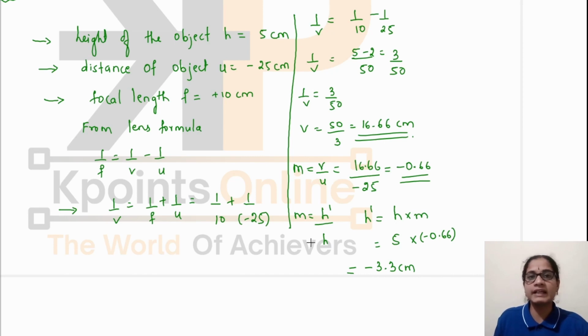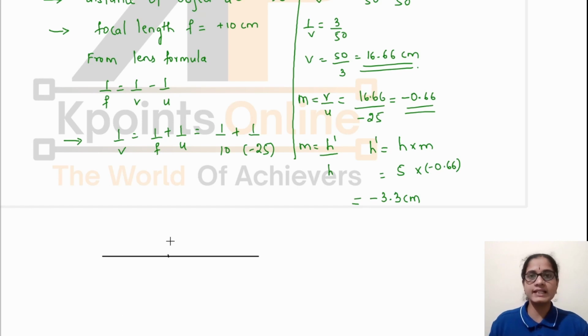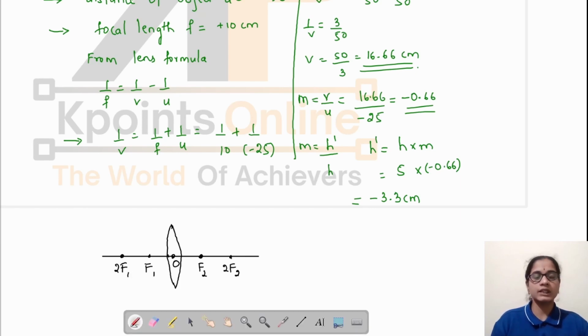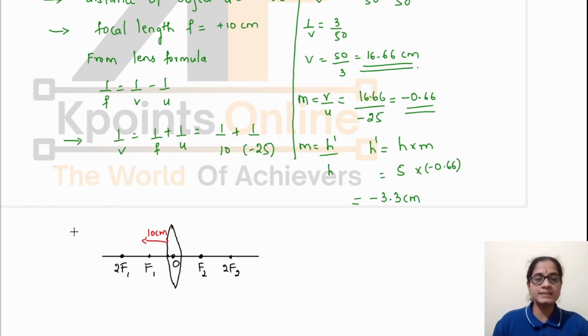So let us draw the ray diagram for this image formation. The given lens is a converging lens, that is a convex lens. This is the optical center. This is the second principal focus. This is the center of curvature. This is the first principal focus. This is the center of curvature. Now they have given the focal length is 10 cm. And also they have mentioned the object is placed at a distance of 25 cm from the optical center.